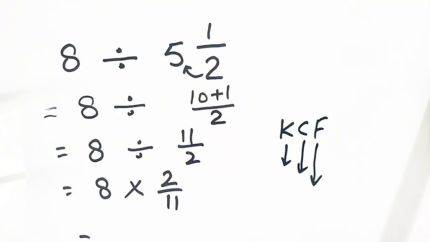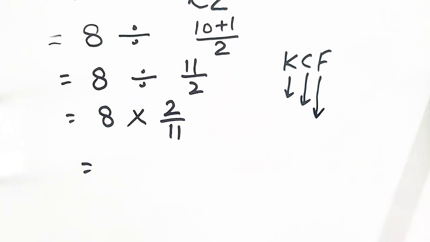Now, there is no cancellation. So, 8 is multiplied by 2, so it will become 16. And 1 is multiplied by 11, it will be 11.